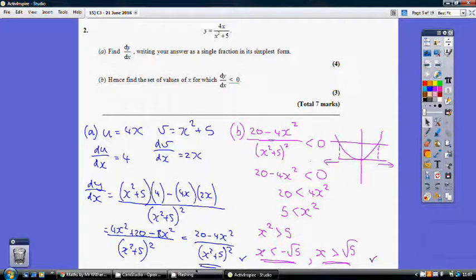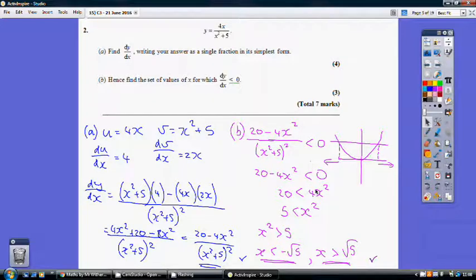Now for part B, we've got to find the set, hence find the set of values for which the differential is less than 0. So this has got to be less than 0. Now in order for that to be the case, clearly the numerator has to be less than 0, because our denominator is going to be squared, which is always going to be positive. So we just need, for this to be less than 0, we need our numerator to be less than 0. So 20 minus 4x squared has got to be less than 0.